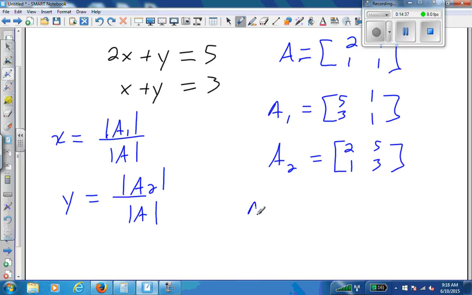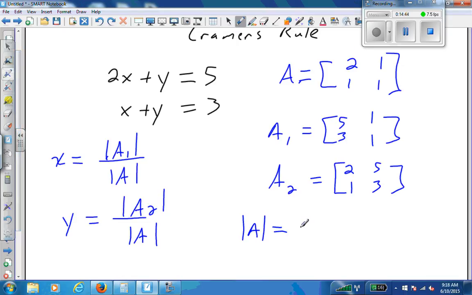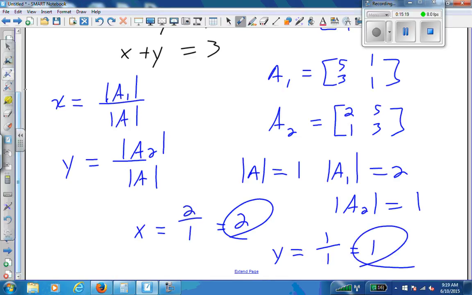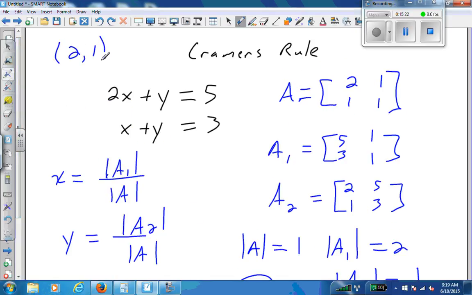So if we take the determinant of A, that's easy enough. Being a 2 by 2, it's 2 minus 1. The determinant of A1 is 5 minus 3. And the determinant of A sub 2 is 6 minus 5, or 1. So x is the determinant of A1 over the determinant of A. Y is the determinant of A2 over the determinant of A, which is 1. So if we did that correctly, our solution should be 2, 1.